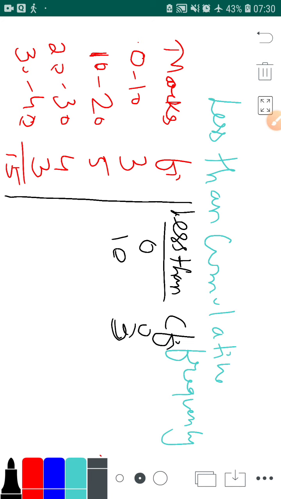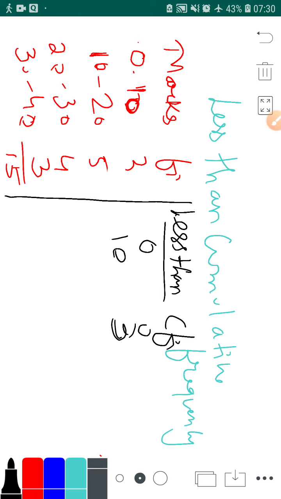How, sir? Because as I told you that these 3 students are having 0 to 10 marks. What it means, that means some of these students are having 5 marks, some are having 6 marks. So these students are basically having less than 10 marks. Okay, these 3 students.